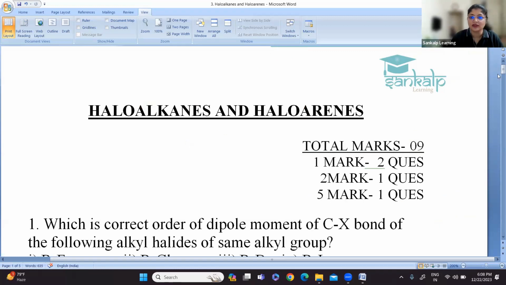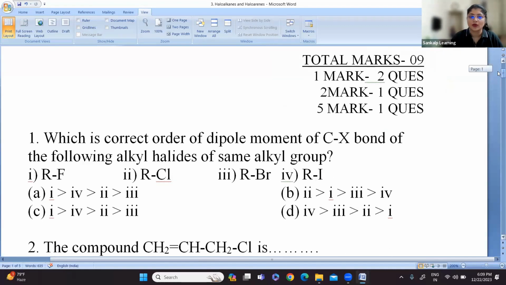So moving further, we are going to start with the MCQs. As you know, for 1 mark, you are going to get a question from the MCQ part and 1 mark for the fill in the blank part. So we'll start with the MCQs. Okay, so this here is the first question.